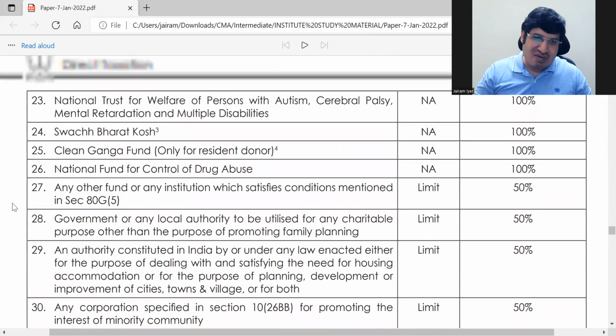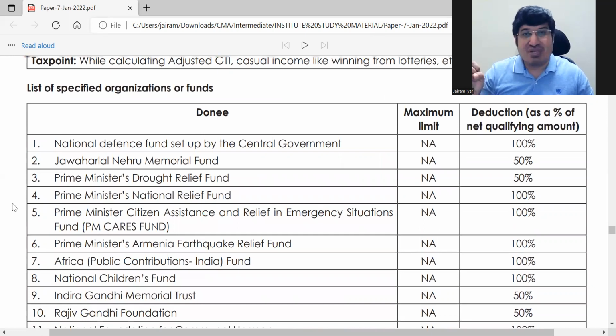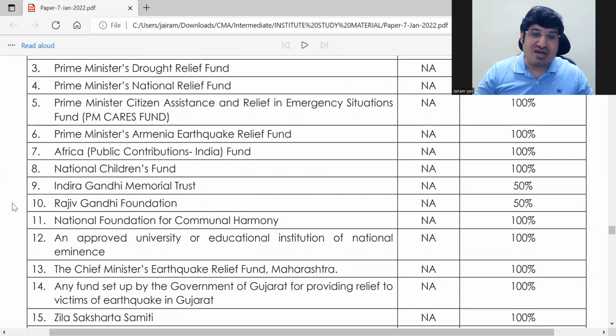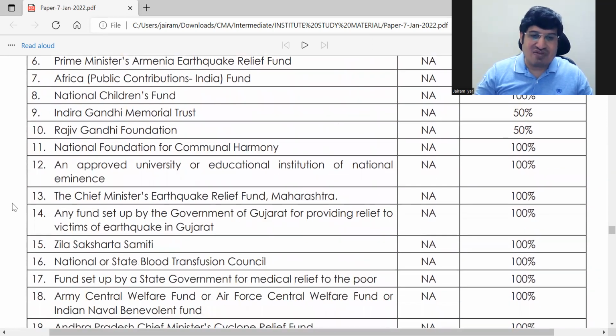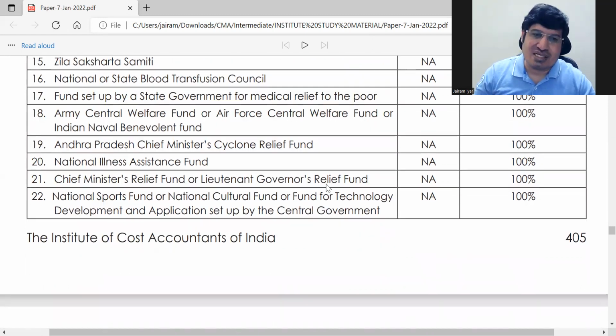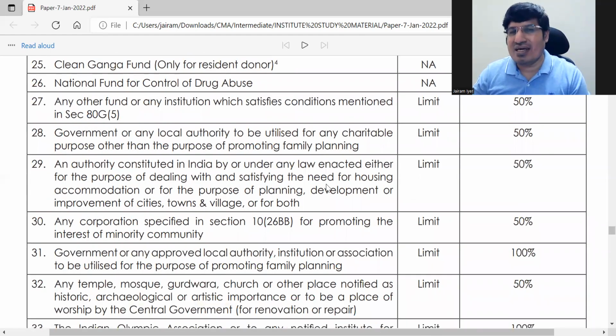It will be category A, like either Prime Minister's fund or Chief Minister's fund. Okay, and it will be that kind of an earthquake relief fund. These kinds of things will be there. Andhra Pradesh Chief Minister cyclone relief fund, this kind of calamity fund will be there. Just quickly see once, you'll be able to easily recognize. And if you can recognize category B, then whatever is remaining is category A.